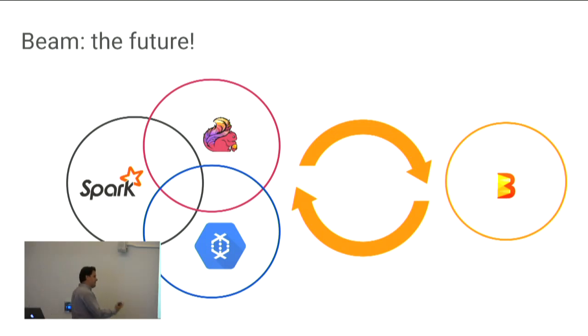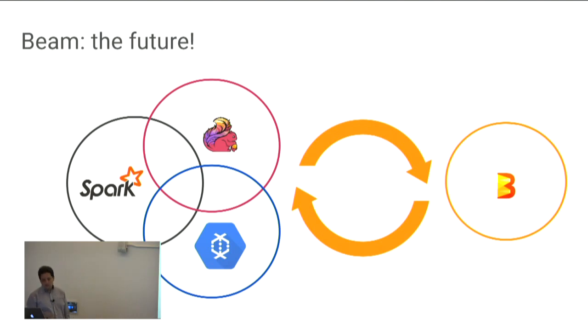And we try to frame Beam as at the forefront of where data processing is going, both pushing functionality into the runners and pulling patterns out of the engines. So I have a couple of examples. Keyed state is an example of functionality that existed in more than one runner for a while now and did not exist in Beam until recently. That's an example of Beam taking a pattern out, generalizing it, and providing it as a Beam API.